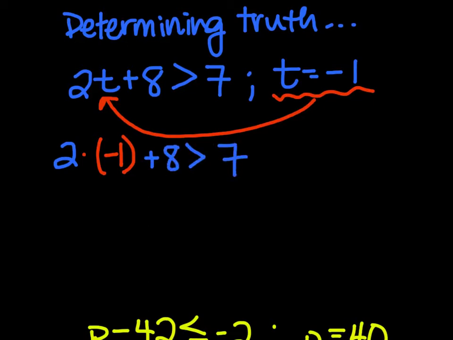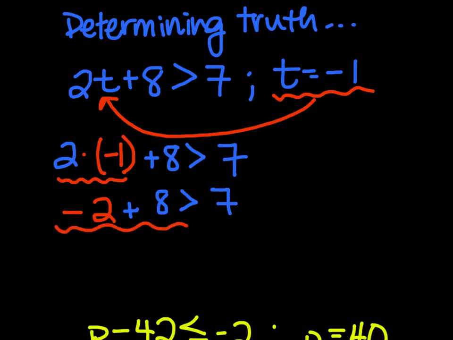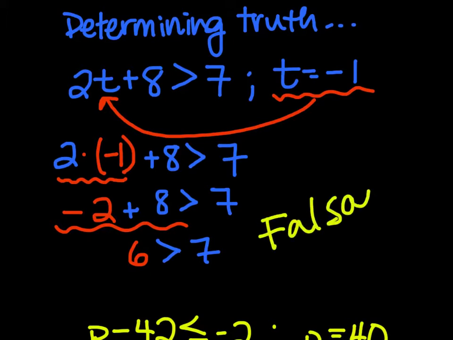So now we can do the math work. 2 times -1 is -2. Plus 8 is greater than 7. And we can do the final math work. -2 plus 8 is 6. And is that greater than 7? Is this a true statement? Is 6 greater than 7? Nope. So this is a false statement. 6 is not greater than 7.